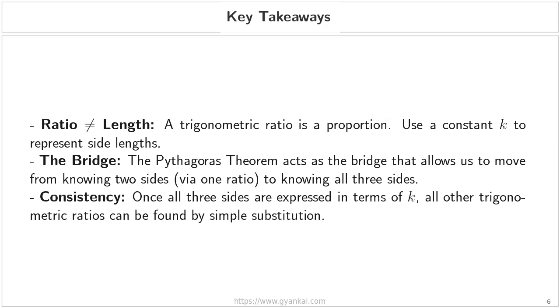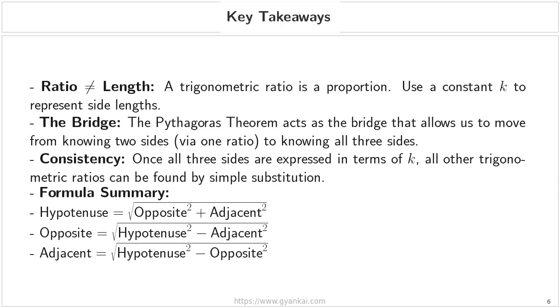Third, focus on consistency. Once you have successfully expressed all three sides, the opposite, the adjacent, and the hypotenuse in terms of our constant, k, finding the remaining 5 trigonometric ratios becomes a simple matter of substitution and division. As you saw in our latter example, the k will eventually cancel out, leaving you with the final numerical answers.